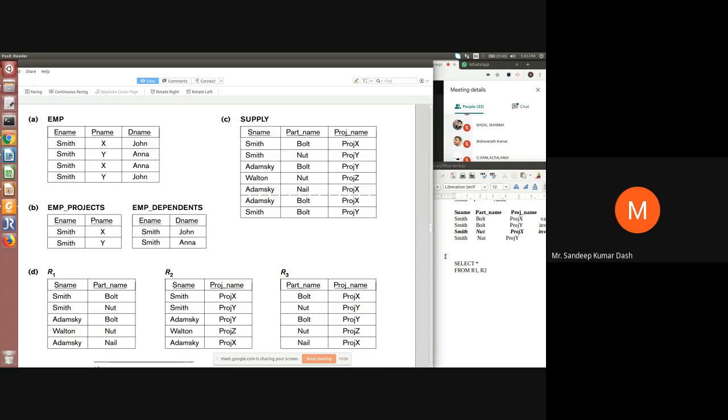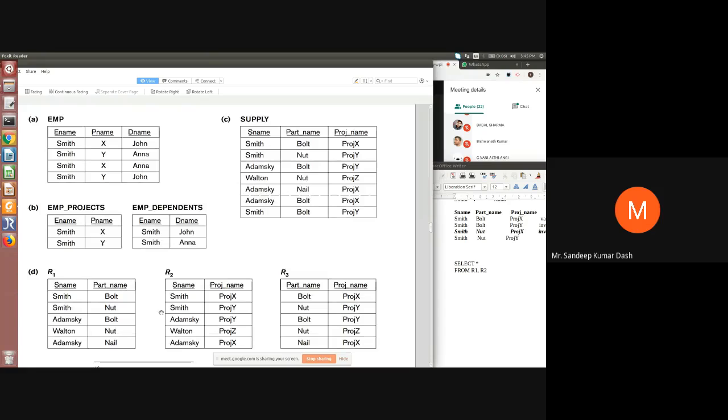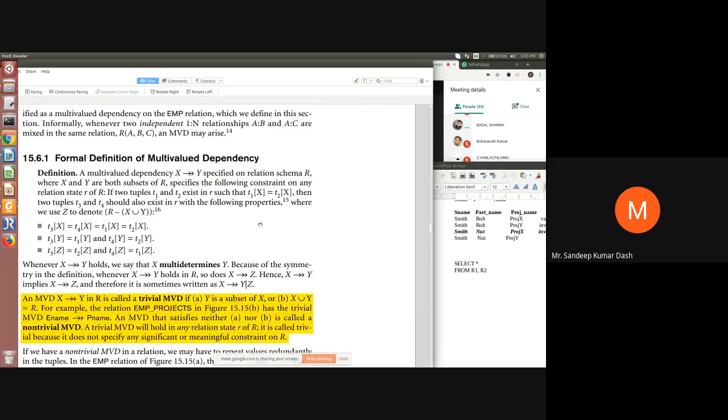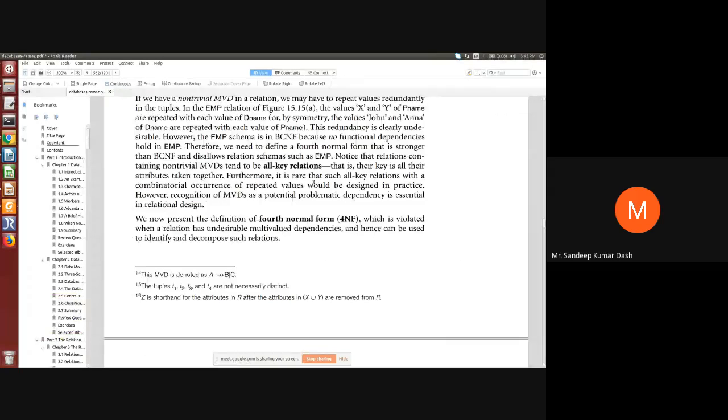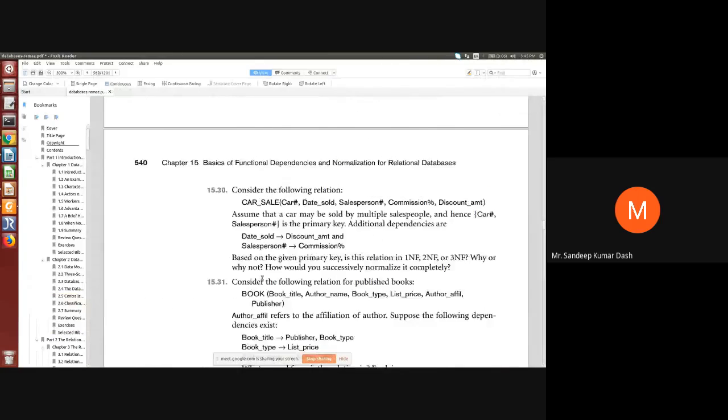So this was your case. Then how do you know whether your division will be proper or not, whether the supply relation that you have divided into R1, R2, R3 will have the non-additive join property or not? Non-additive join means it should not generate any spurious tuple. For that there is an algorithm, which is in the next chapter.